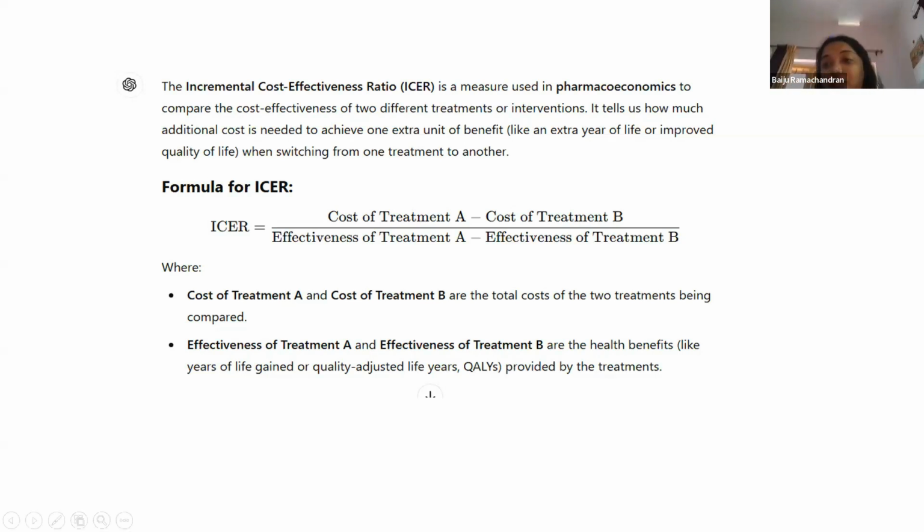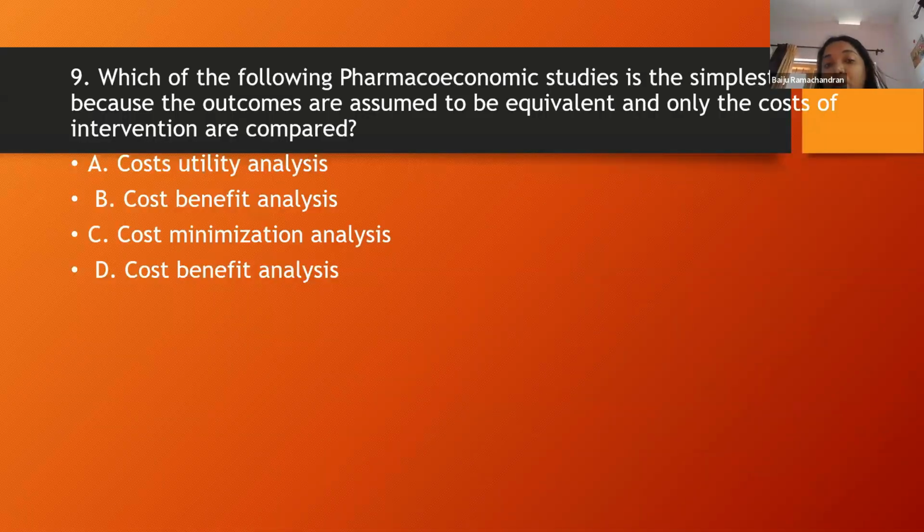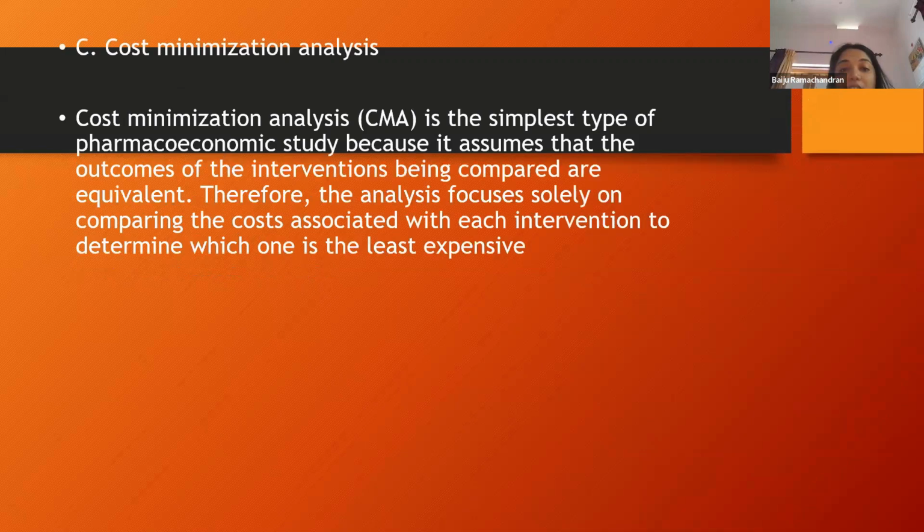Now we will go back to the questions related to pharmacoeconomics. Which of the following pharmacoeconomic studies is the simplest because the outcomes are assumed to be equivalent and only the cost of interventions are compared? Here they are saying the outcomes are equal, and the cost of intervention is compared. So the outcome is the same and we compare cost. It is also the simplest study, so it will be cost minimization analysis. CMA is the simplest type of pharmacoeconomic study, where we compare just the cost.